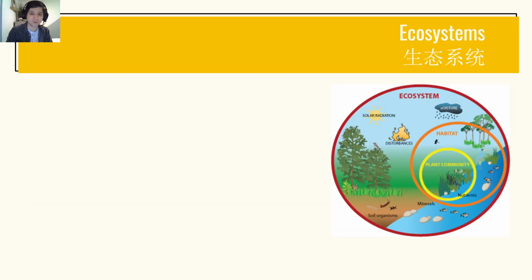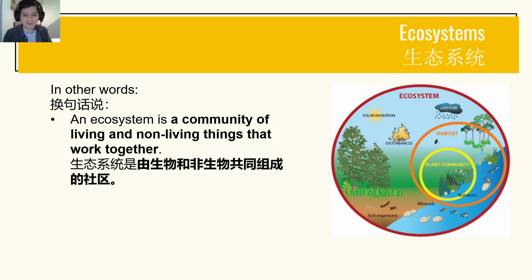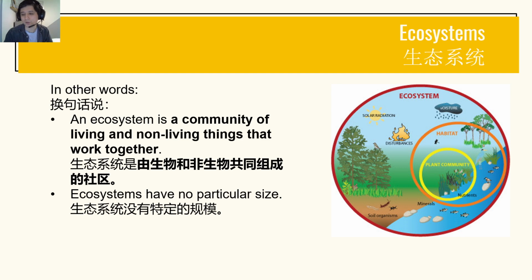To start off, we're going to talk about ecosystems. These again, just talk about word parts. Eco is something we've seen before. Eco means environment. System is the word we know. So an ecosystem is a community of living and non-living things that work together. There is no particular size to an ecosystem, right? So a small pond can be an ecosystem, or Jiangsu province can be an ecosystem, right? It could be very big, it could be very small.